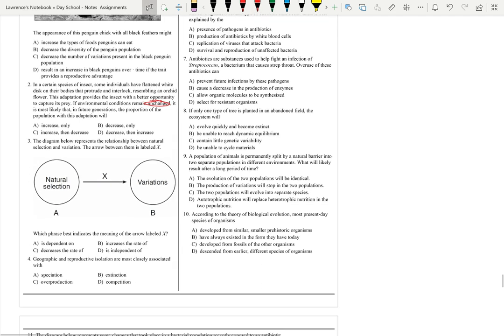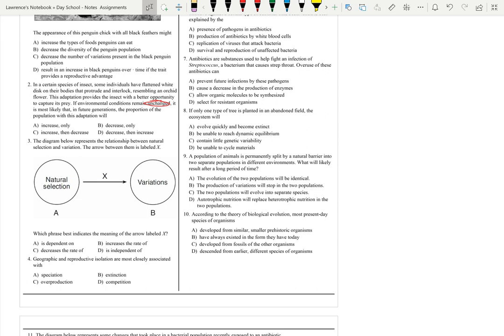3. Which phrase best indicates the meaning of the arrow labeled X? A, natural selection, nature chooses, and then B, variations. All right, let's make a sentence out of this. Put A in where X is. Natural selection is dependent on having variations. That kind of sounds true, right? Let's see the other ones.